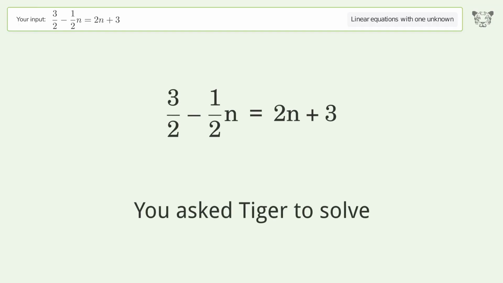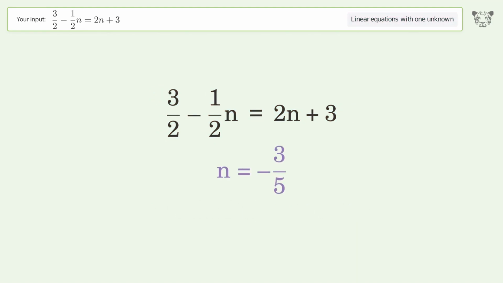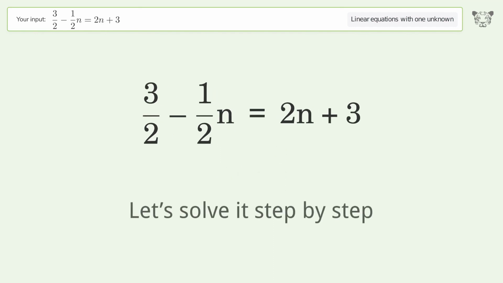You ask Tiger to solve. This deals with linear equations with one unknown. The final result is n equals -3/5. Let's solve it step by step.